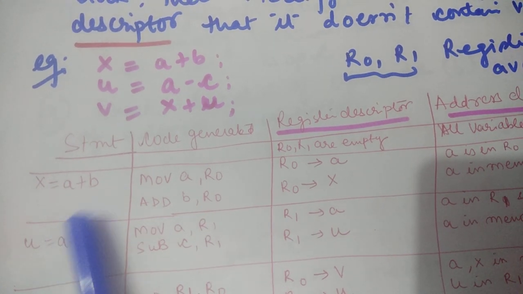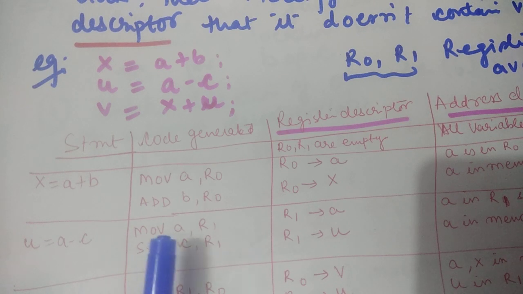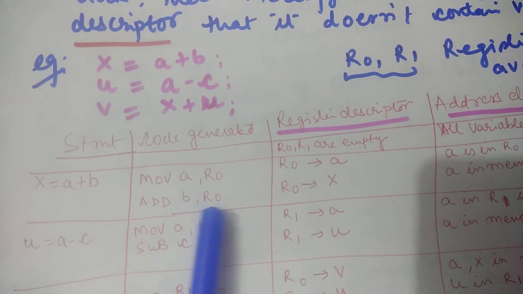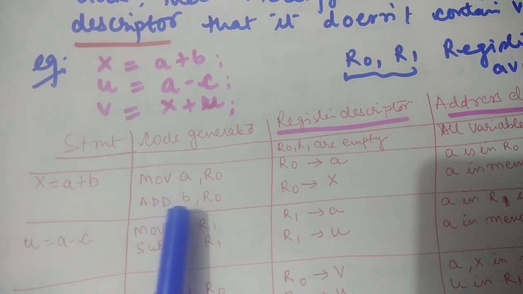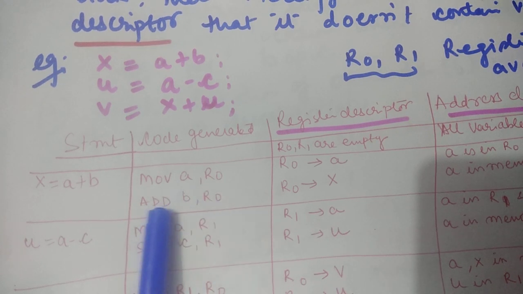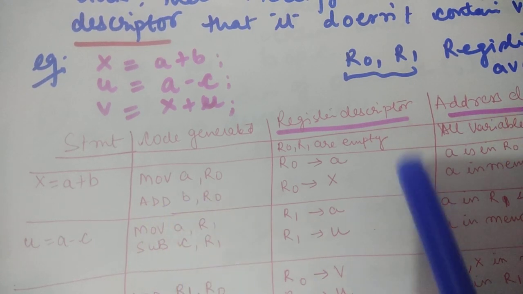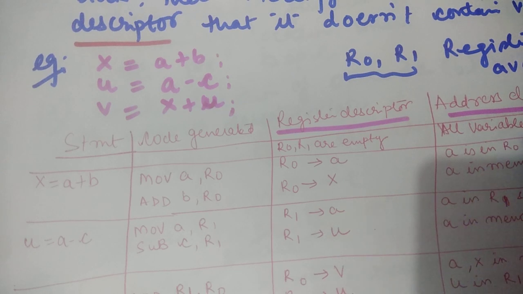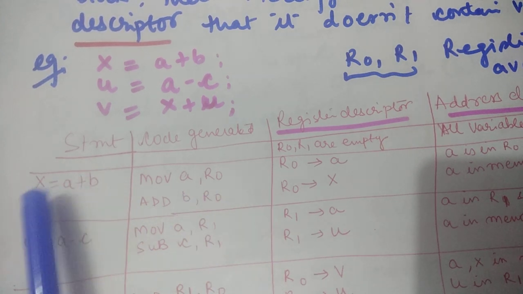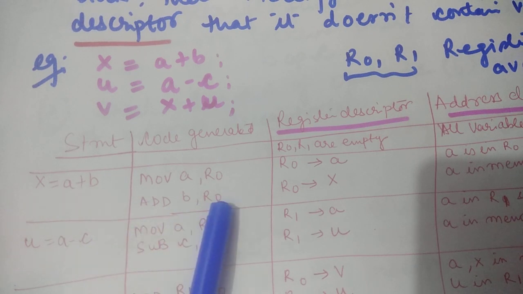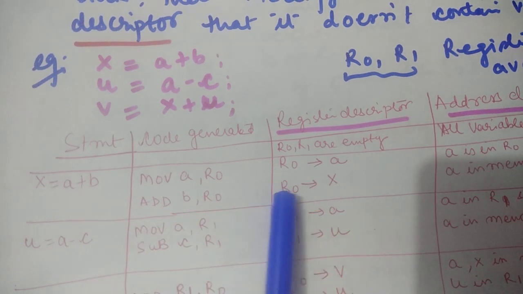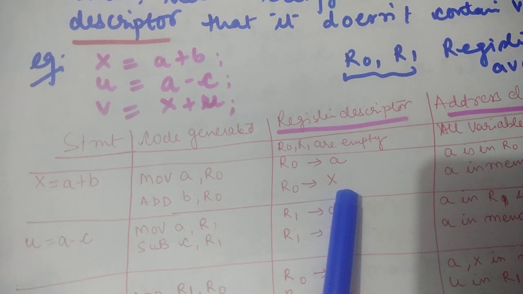plus B. Okay, so for the plus B, simply we are going to use the add instruction, add B comma R0. This is your operand 2. After the generation of add B comma R0, again the value of the register descriptor and the address descriptor are modified. So now the register descriptor is saying that this computation, the result of A plus B, which is equal to X, is stored in which register? R0. Okay, so R0 contains which variable? X variable.